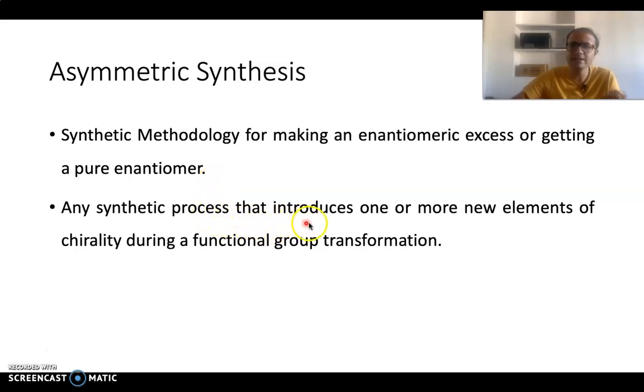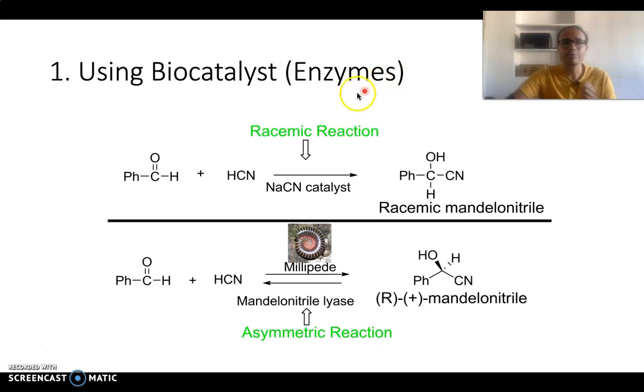Another way of defining it is whenever you are able to introduce one or more new elements of chirality in the molecule by changing any kind of functional group, then we say those syntheses are asymmetric synthesis. Now, how are we going to do that? One way is by use of biocatalysts. Biocatalysts are basically enzymes.